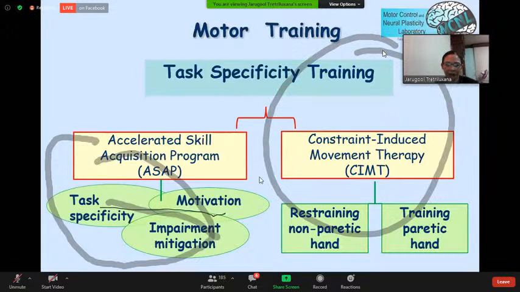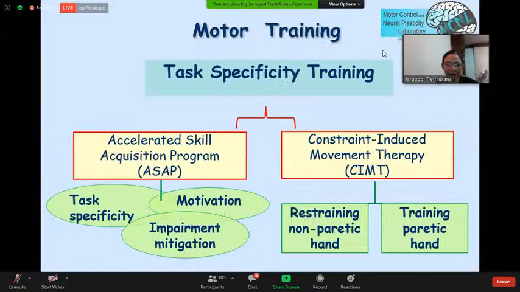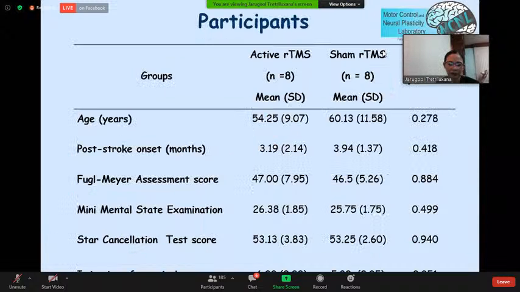But here we use constraint-induced movement therapy, and we also combine what we call the accelerated skill acquisition program. So what is it? It is an intervention based on task-specific training. It is based on reducing impairment, and we let the patient collaborate with us in terms of task analysis and task progression, and then give them motivation to regain their movement. So this is what we train them with, task-specific training. So this is the characteristic, okay?